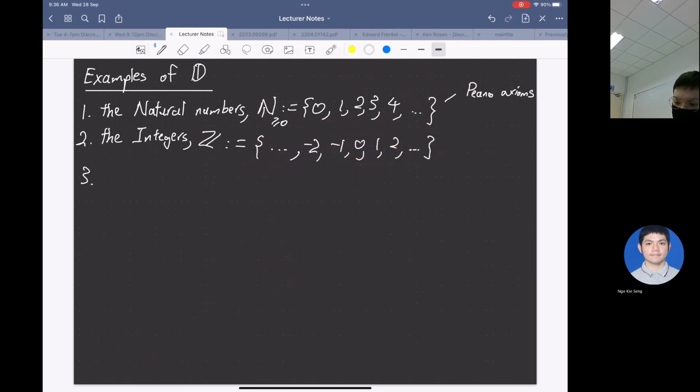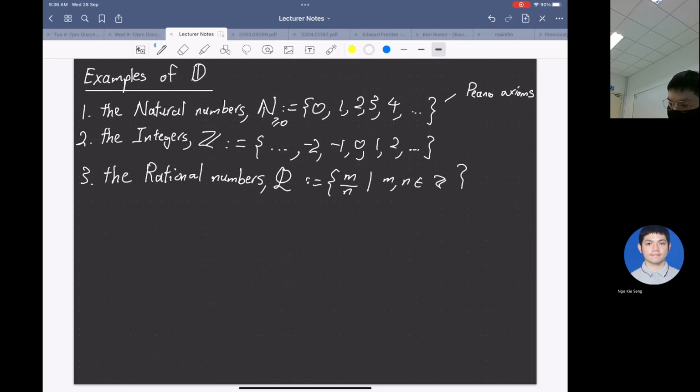Next is the rational numbers. The rational numbers are the fractions, the ratios of two integers, something like this. Fourth is the irrational numbers.